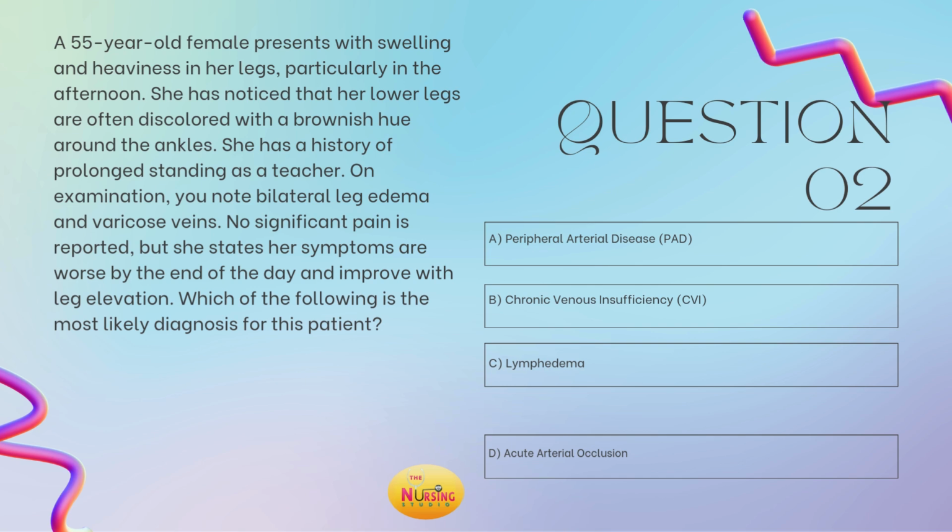Is it A, PAD? Is it B, CVI? Is it C, lymphedema? Or is it D, acute arterial occlusion? Take a moment to tell me what you got in the comments, y'all.